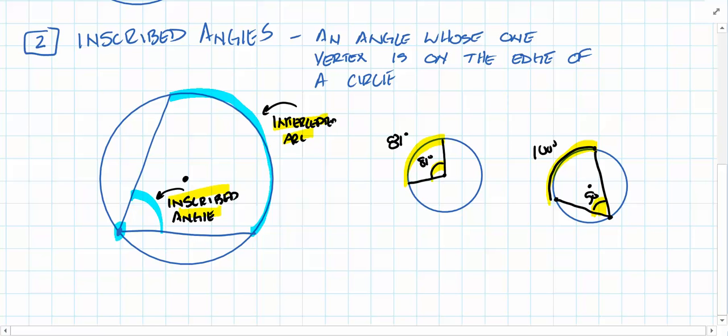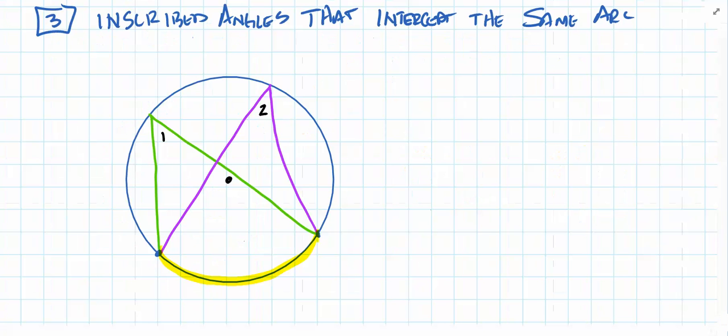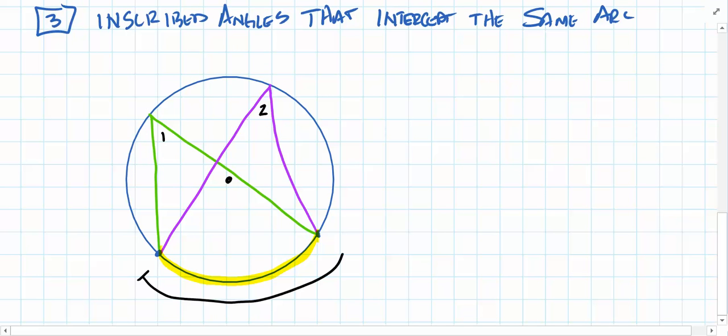I have one intercepted arc that's highlighted in yellow. Do you guys see it? It's this one here. This is the intercepted arc. Looks like a happy face. And I have 2 inscribed angles. Do you see them? One's called angle 1, one's called angle 2. What do you think is true about angle 1 and angle 2 if they are inscribed to the same arc? They're congruent. They have to be, right?